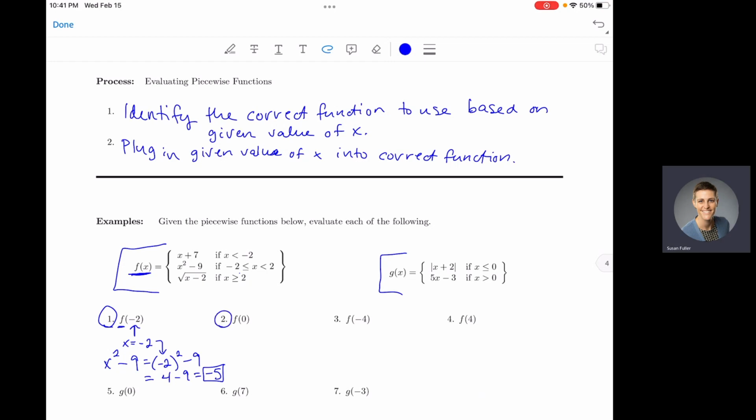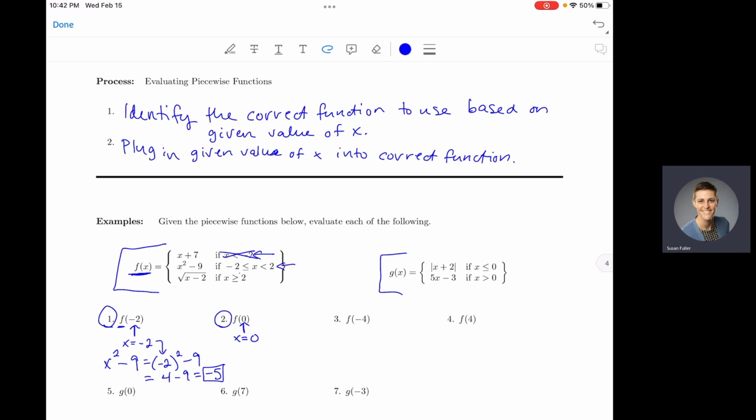So let's look at number 2. We have to figure out which function to use to evaluate f of 0. This function notation says that our input, which is x, is equal to 0 here. So if x equals 0, we're going to go through these and see which one x equals 0 makes true. Is 0 less than -2? No, 0 is not less than -2.